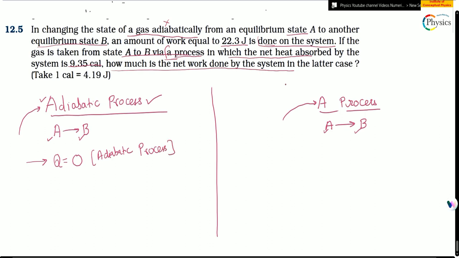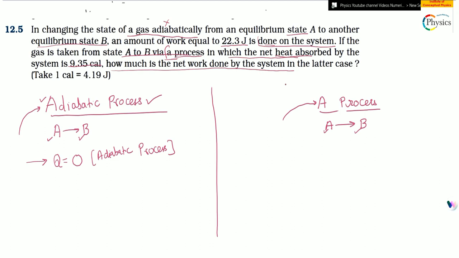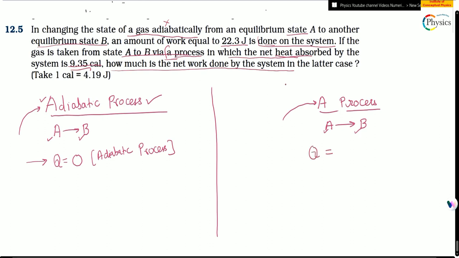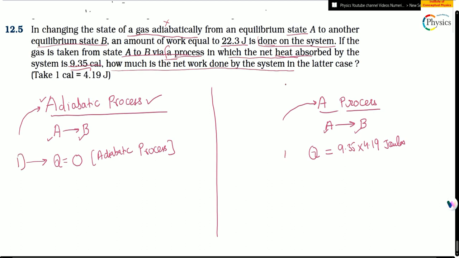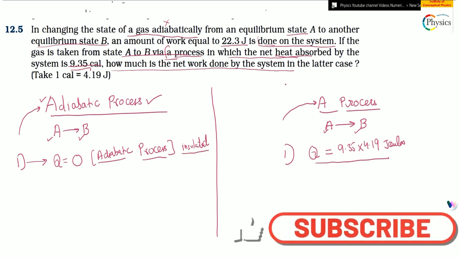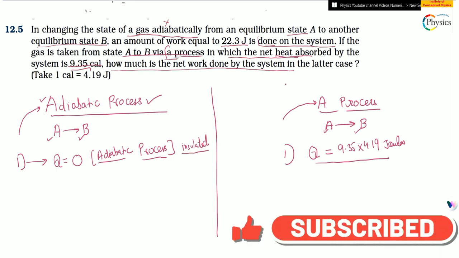But if you look into the other process, it says that the net heat absorbed by the system is this much. But in this process, there is an addition of 9.35 calories. I will just multiply this with 4.19 to calculate the joules. So this is difference number one, on Q. There is a heat added, while there is absolutely no heat added in the other. Adiabatic process happens when the system is completely insulated. It has no way to exchange heat with the environment. Make sense?